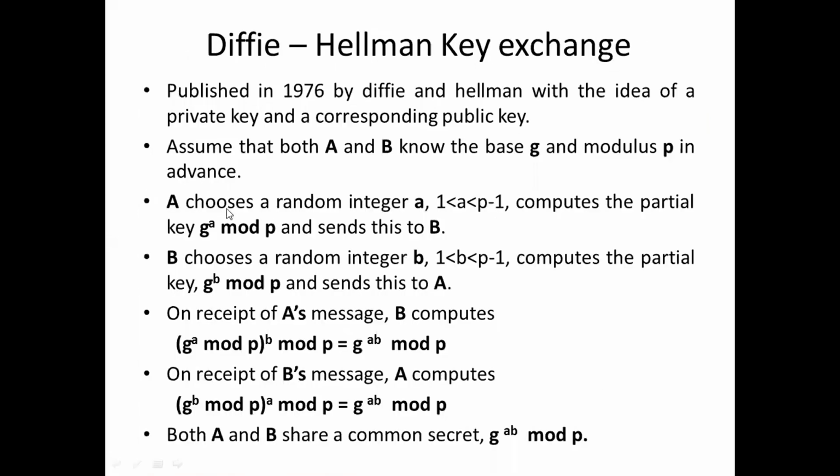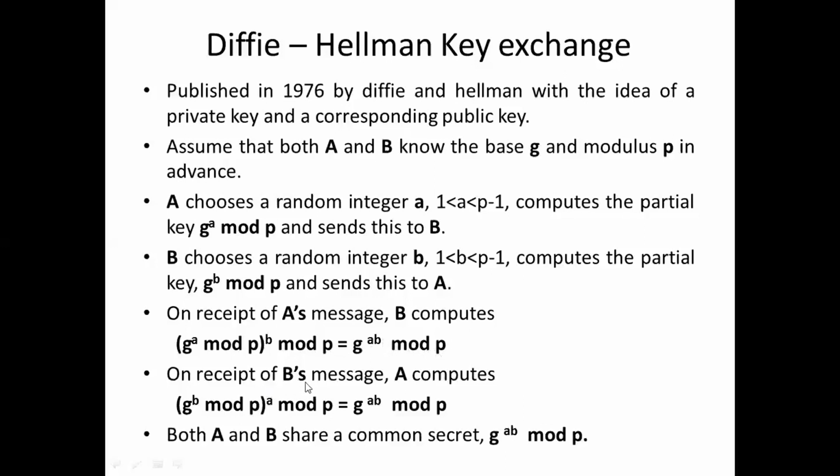See here, A chooses a random integer a that should be greater than 1 and less than P minus 1, and it computes the partial key G to the power of a mod P and sends this to B. B also chooses a random integer b satisfying this condition and computes G to the power of b mod P and sends this to A. On receipt of A's message, what B has to compute? (G to the power of a mod P) whole to the power of b mod P. That is equivalent to G to the power of ab mod P.